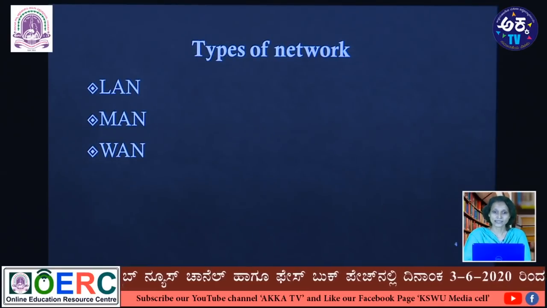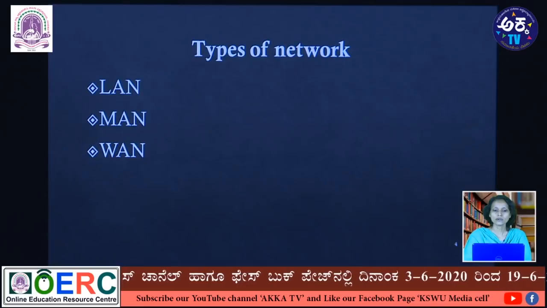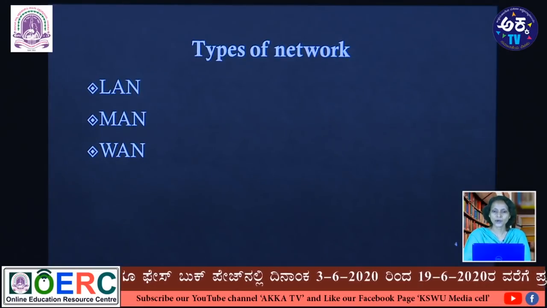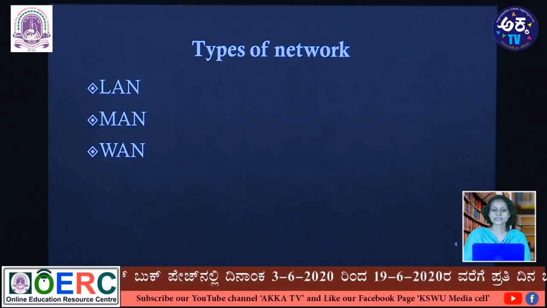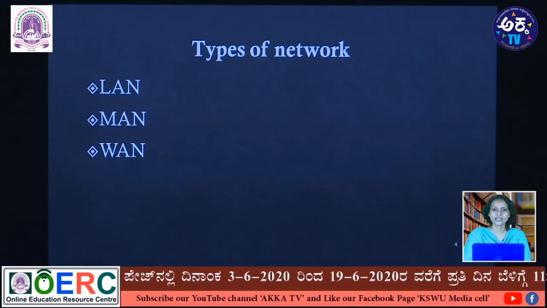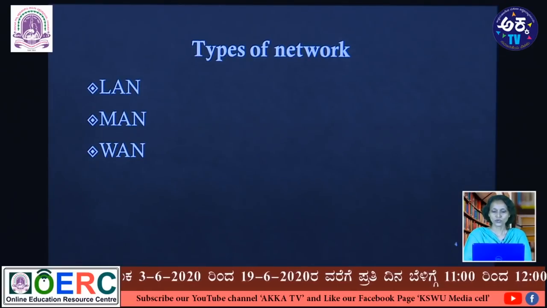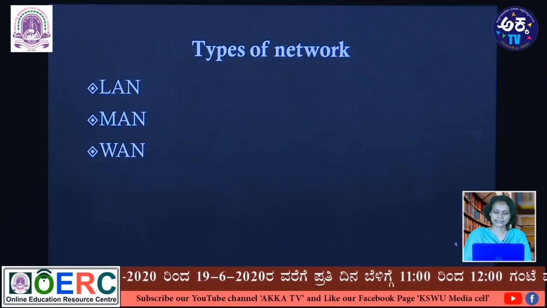It is quite simple that to form a MAN, that is metropolitan area network, we should have the different LANs present in the different areas interconnected. So MAN is formed with the interconnection of LANs.